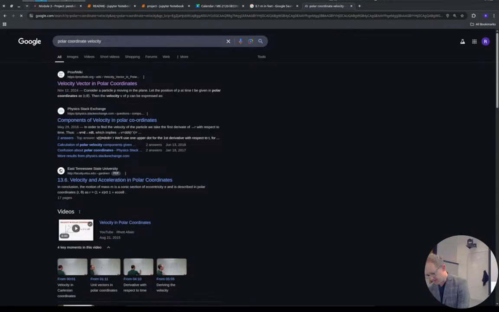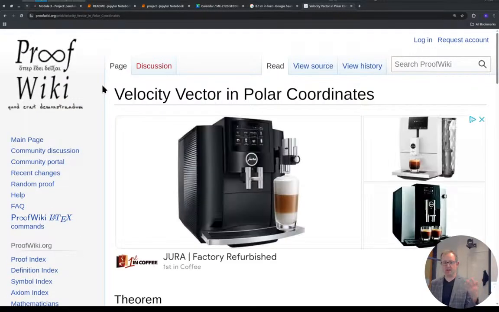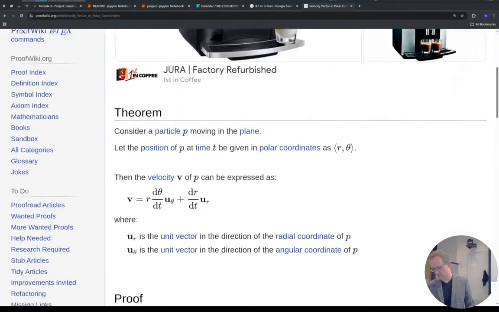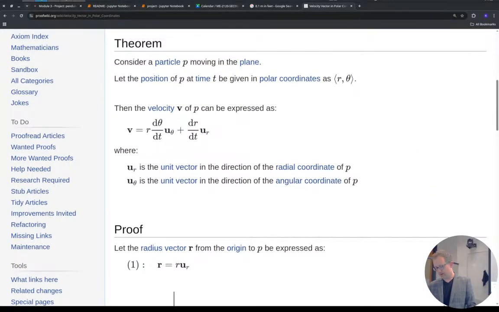Polar coordinate velocity. It's in the textbook, but sometimes that's almost more work, going and finding the textbook. Sooner or later, you'll always find the same equation, and we should at least be able to recognize it. If there's something really weird about it, like an AI generated polar coordinate, throw that out.